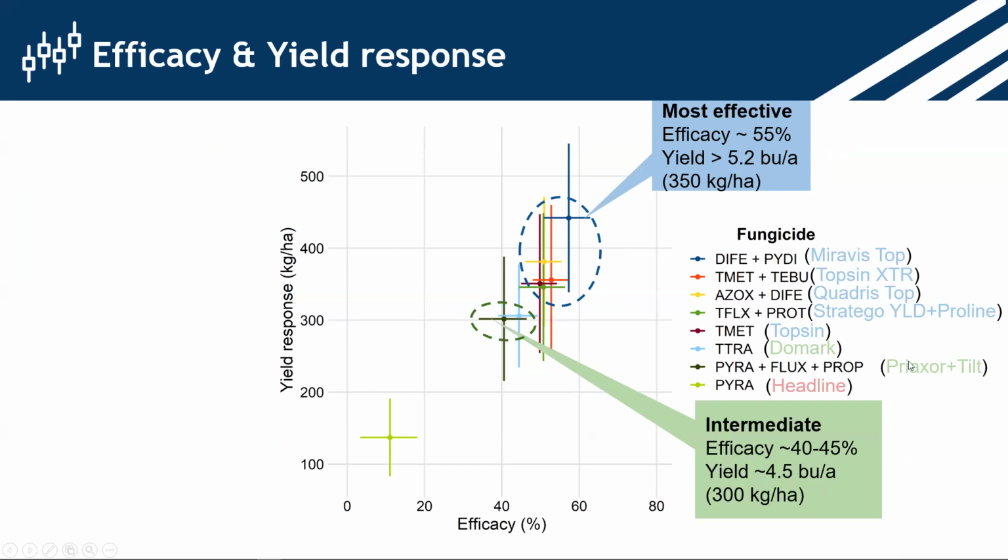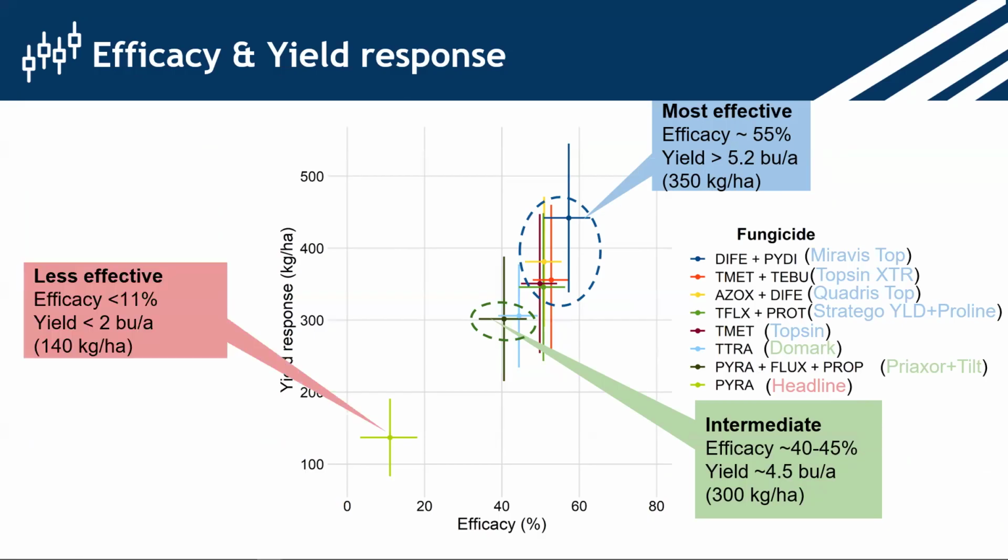Here we have our next 2 products, and what you'll notice is these all have mixed modes of action with the exception of Topsin, which is an MBC product. Our intermediate group, we have Domark and Priaxor plus Tilt. Again, efficacy was 40 to 45% with a 4.5 bushel per acre response.